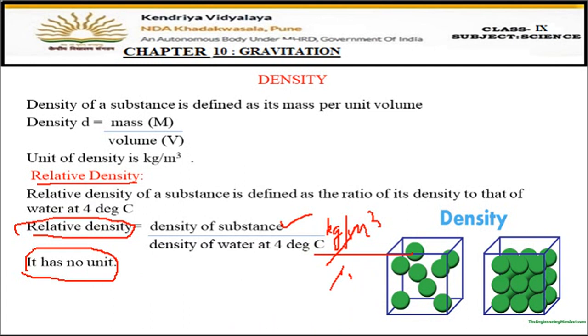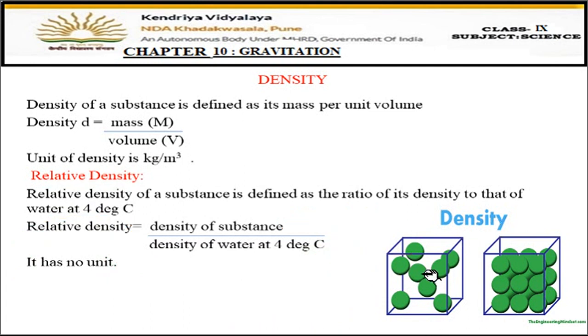Now you can see in the diagram that density is mass per volume. Volume means the area. Here you can see that both the areas, area number 1 and 2, are the same. The molecules present in area number 1 are fewer, which means the mass of these molecules will be less.